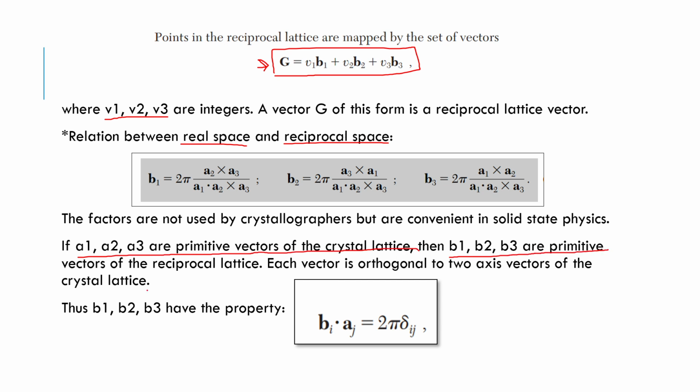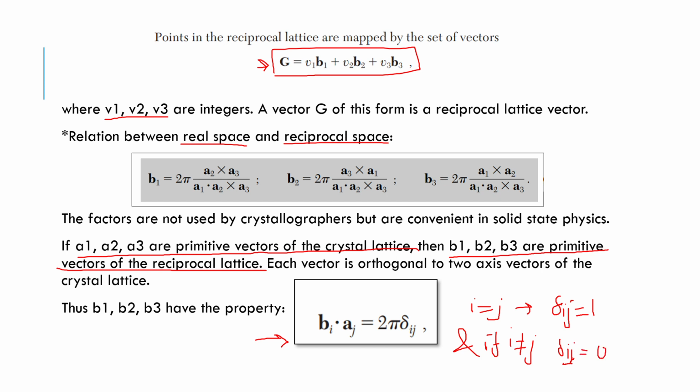And we can use this property: b_i · a_j is equal to 2π times the Kronecker delta δ_ij, where the Kronecker delta represents the case when i is equal to j. When i is equal to j, the Kronecker delta is equal to 1, and if i is not equal to j, then the Kronecker delta is equal to 0, right?